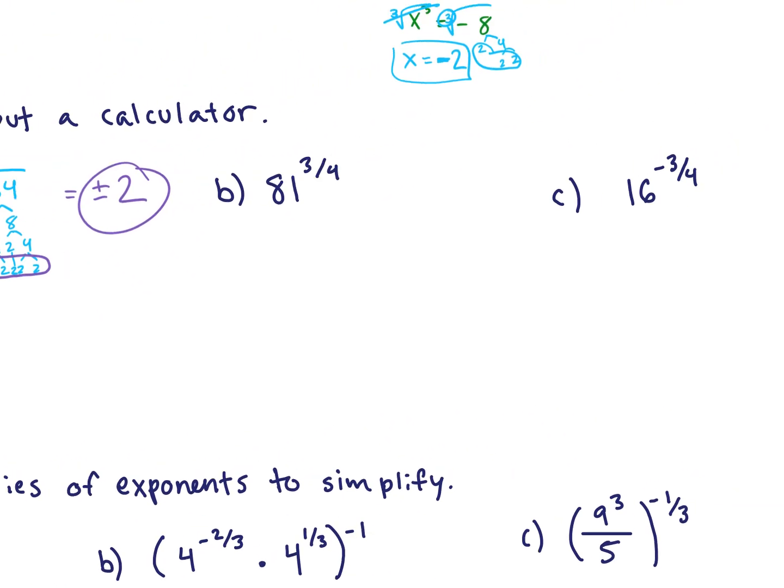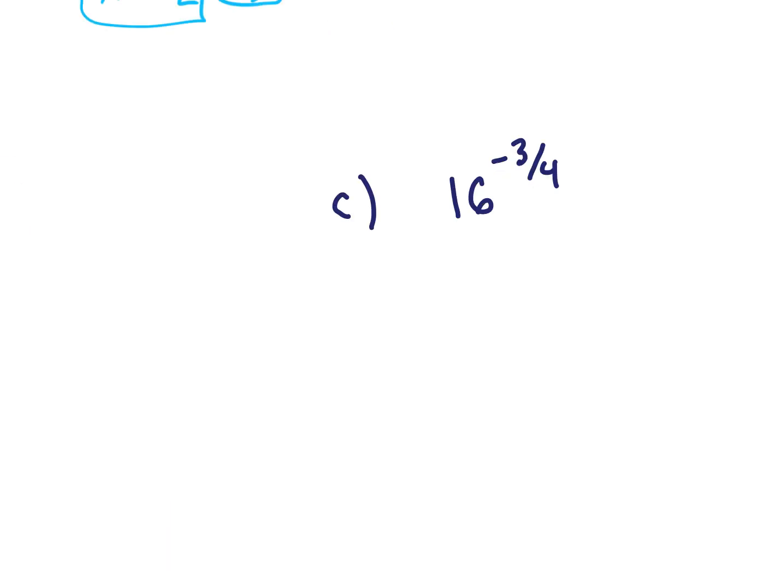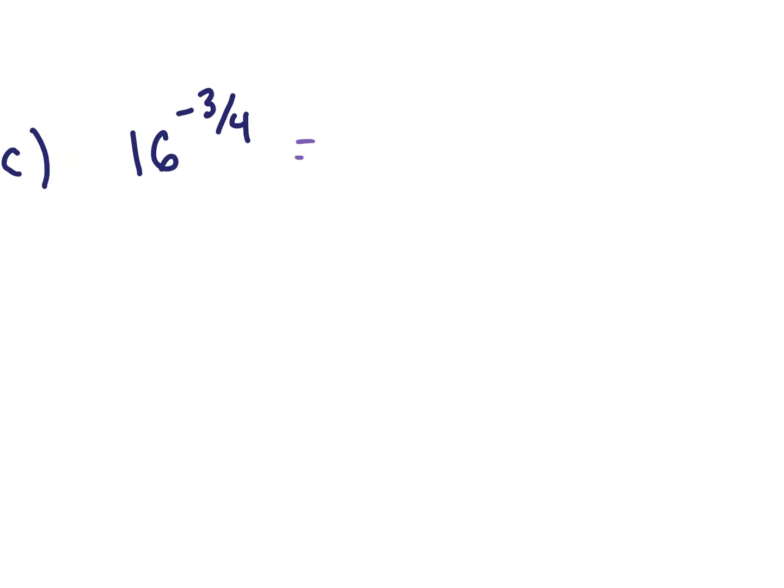All right, let's do B also. Actually, let's do C. C is a good one because it's got a negative. So a couple different things that we could do first. What would you recommend that we do first? Awesome. We can get rid of the negative by putting it over 1. So we have 1 over 16 to the power of 3 over 4.